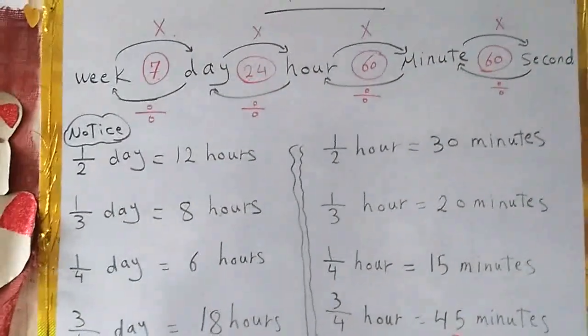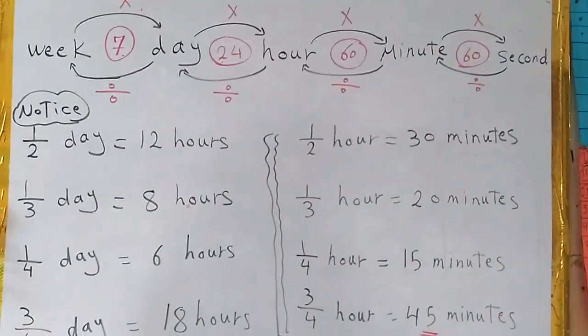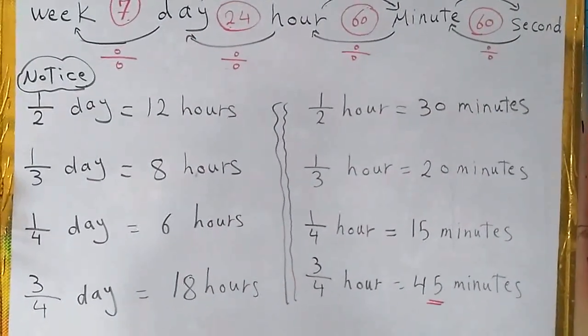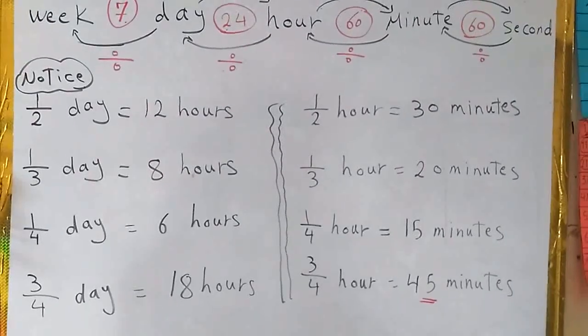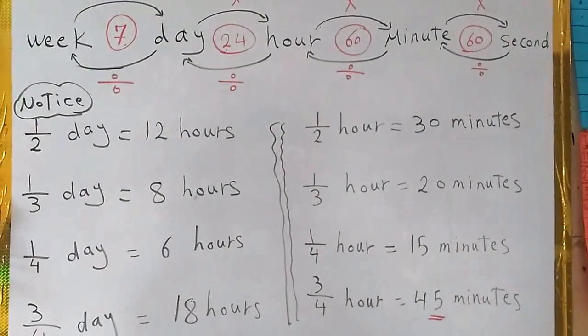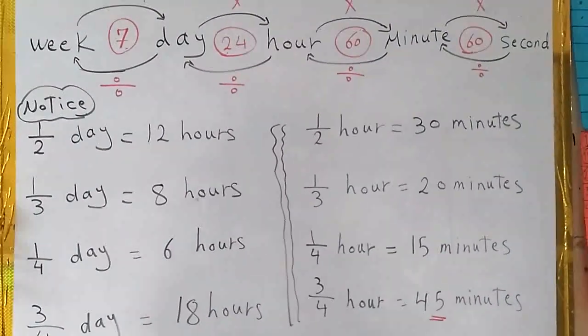Okay, and we also know a year equals how many months? 12 months, and a half year equals 6 months, and a quarter year equals 12 divided by 4, which equals 3 months.